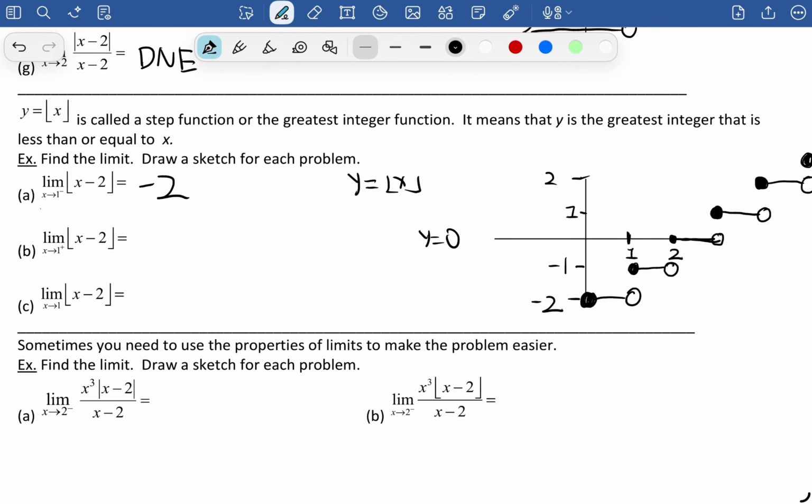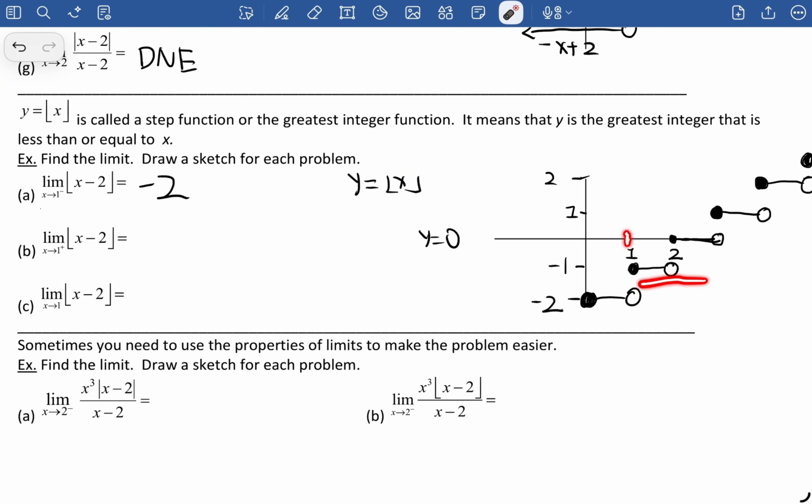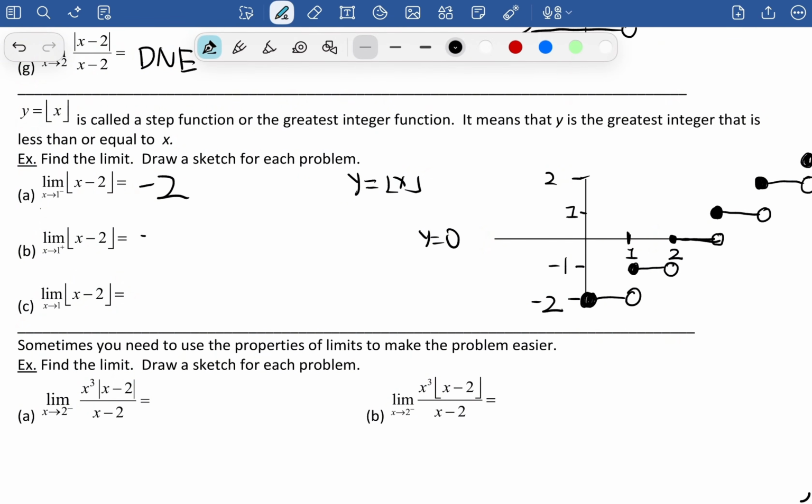What about the limit as x approaches 1 plus? So from the right side, at x equals 1, from the right side, you're going to get -1. Again, this is a two-sided function, and its left limit does not equal its right limit. So we simply put D and E.